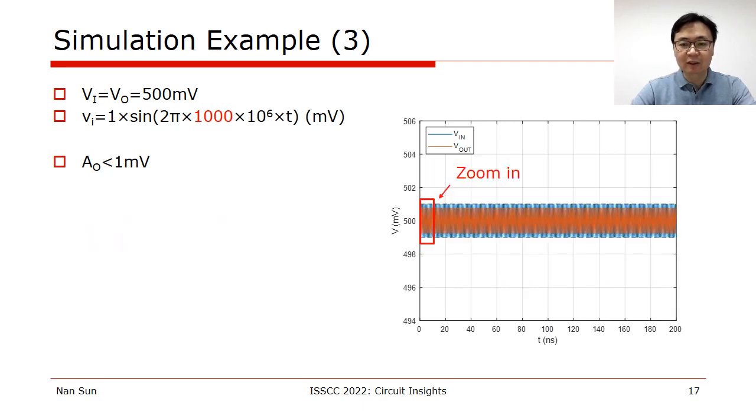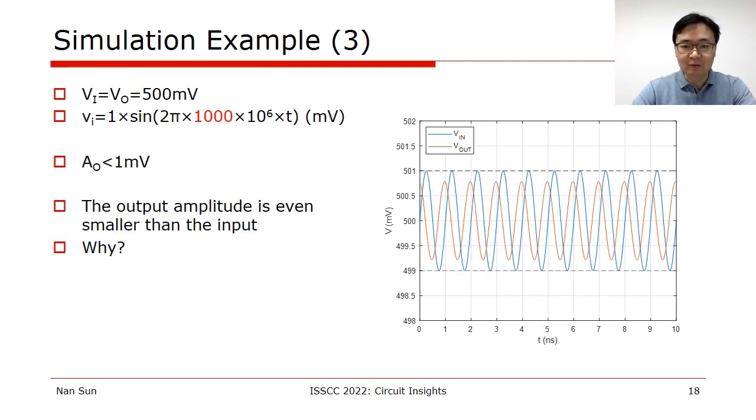So now we need to zoom in to get a clear view. And the zoomed in view is shown here. And we can see that the amplitude gets even smaller. And the output actually is even smaller than the input. So this is no longer an amplifier, but actually an attenuator. So what happened? Why?